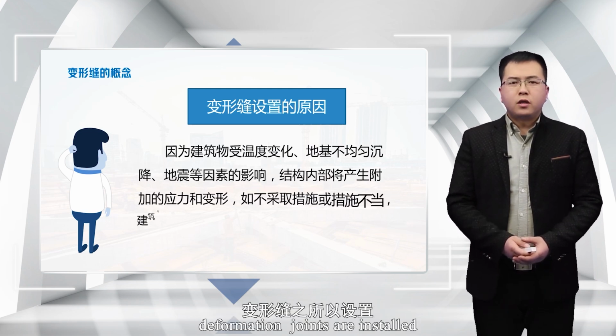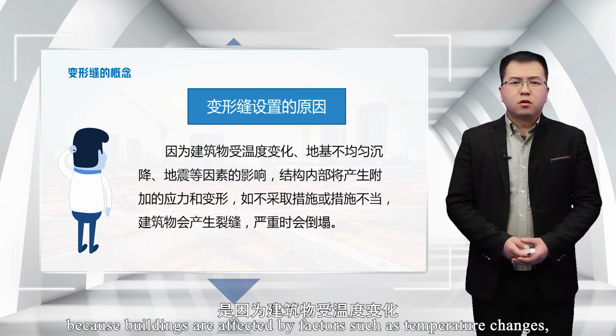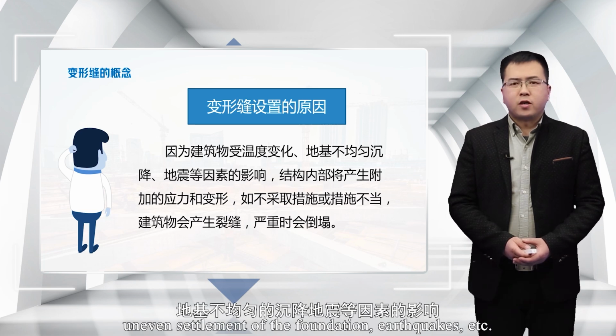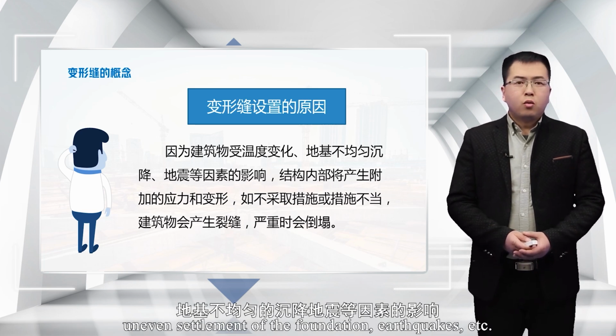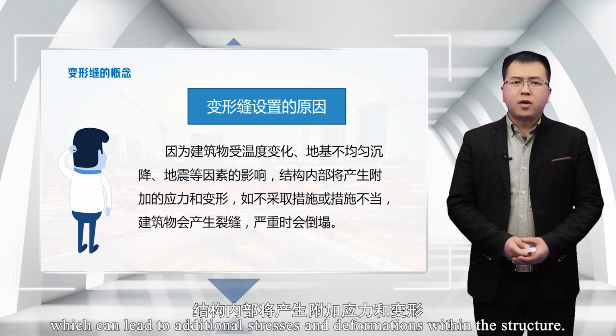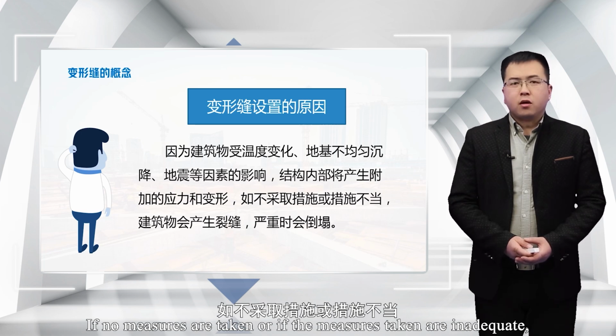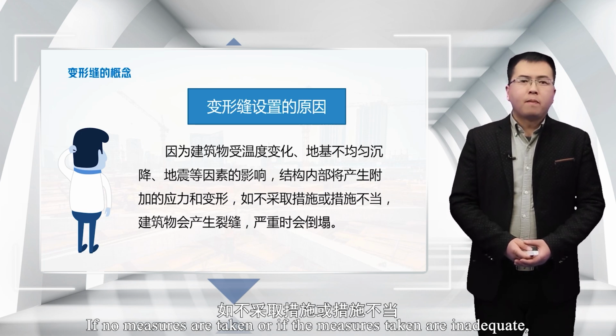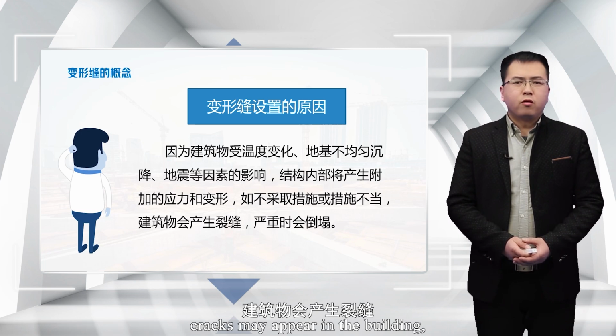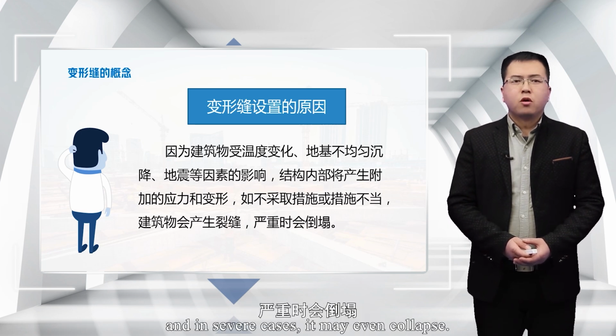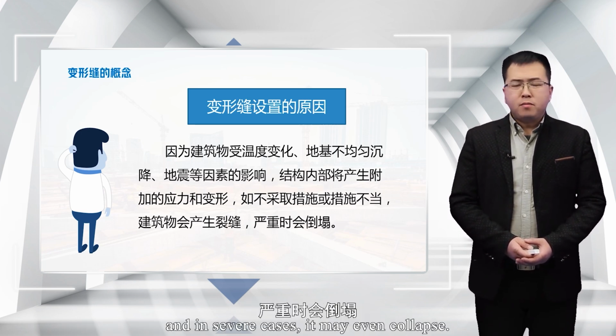After gaining an intuitive understanding of deformation joints, let's delve into the reasons for setting them. Deformation joints are installed because buildings are affected by factors such as temperature changes, uneven sediment of the foundation, earthquakes, etc., which can lead to additional stresses and deformations within the structure. If no measures are taken or if the measures taken are inadequate, cracks may appear in the building, and in severe cases, it may even collapse.